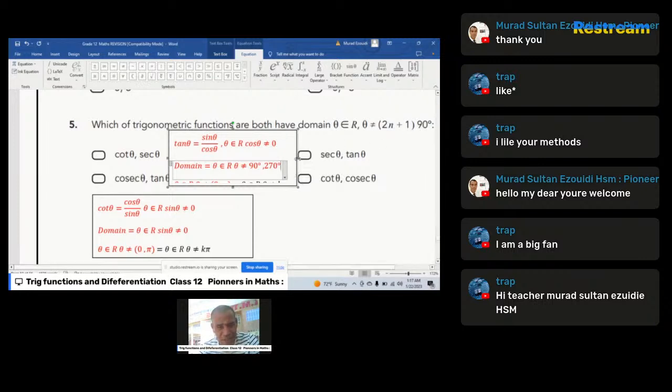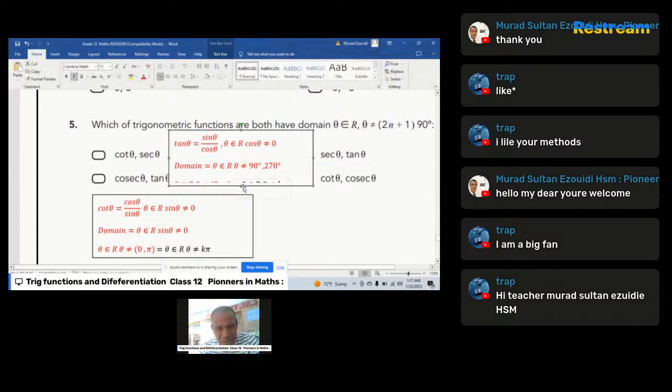So the domain here, in fact, is theta different to 90 degrees and 270 degrees. Now learners, you can insert the integer: when n equals 0 you get 90, when n equals 1 it will be 270, and so on, and you will get a multiple of 90 degrees. Therefore, I will write this between two parentheses, 2n plus 1, close the parentheses. This is exactly the domain.